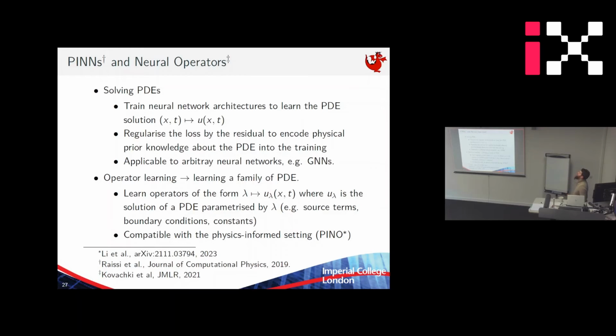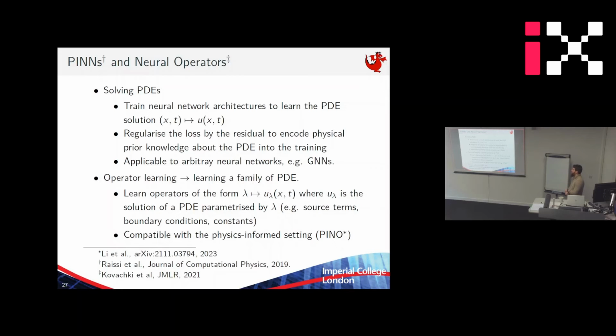That's one approach. Another approach that is gaining a lot of popularity, probably becoming the most popular approach, is operator learning. And basically it says, well, instead of learning one instance of my PDE, like from x and t, give me the solution, I will learn a family of PDEs. So let's say I have a PDE that is parameterized by some parameter, lambda. I want to learn the mapping from lambda to the solution of the PDE.